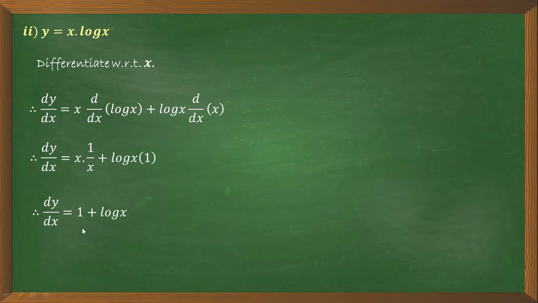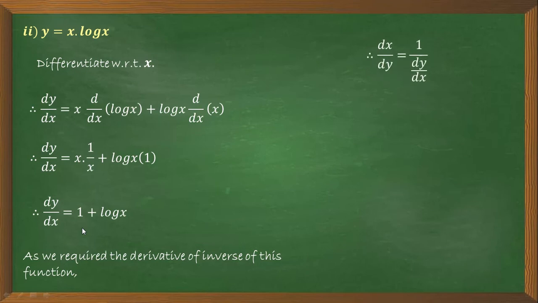This is dy by dx. But now we require the derivative of inverse of this function, so directly we get that dx by dy is equal to 1 upon dy by dx. Okay, so answer is dx by dy is equal to 1 upon 1 plus log x. Very simple. Okay, so such type of questions are very simple, just on the basis of your knowledge that dx by dy is equal to 1 upon dy by dx. So the theorem is important, means with proof you have to remember that theorem. Okay, and how to use that theorem, for that such type of questions are given in your exercise.